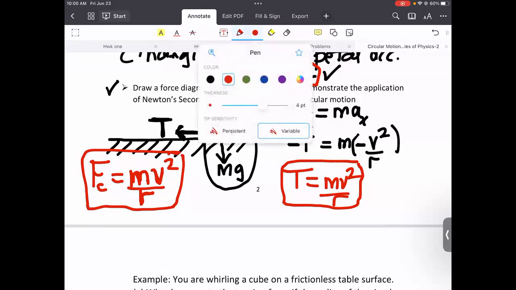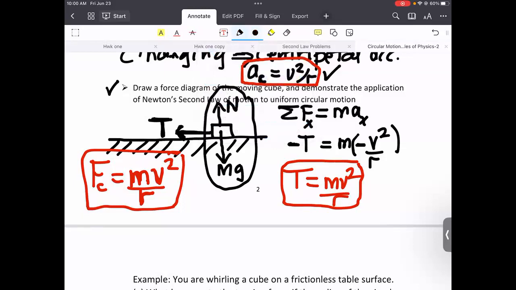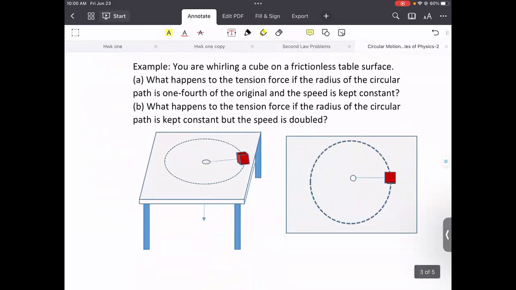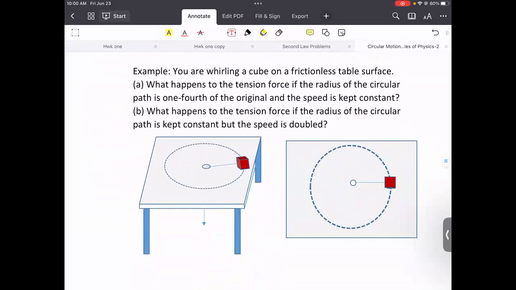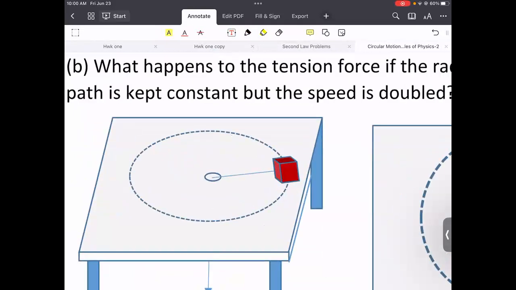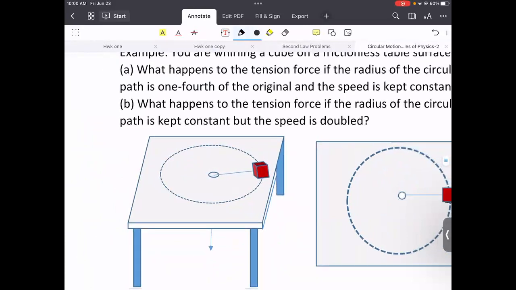Okay. We are moving on to the next example. So in this example, they are telling us to find how tension will change if we try to reduce the radius to 1/4 of it. We are trying to reduce the circular path a little bit, make it smaller. So what will happen to the tension force? Imagine we just reduce the radius of curvature to 1/4 and try to find out how the tension will change.